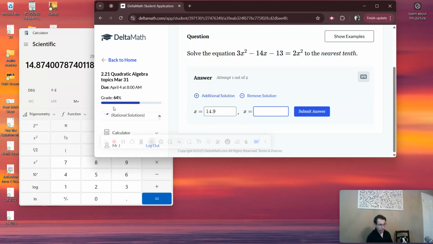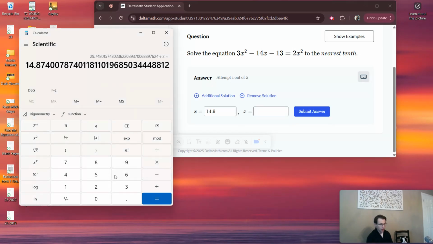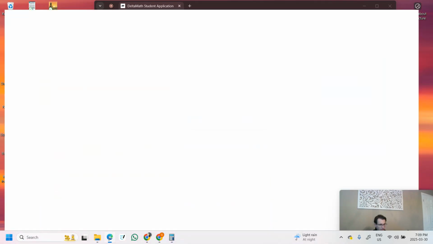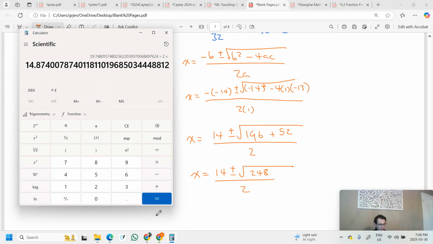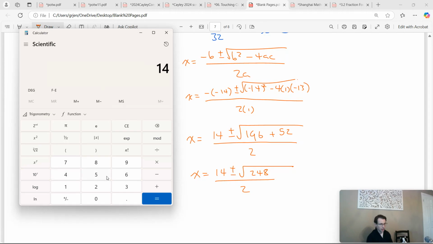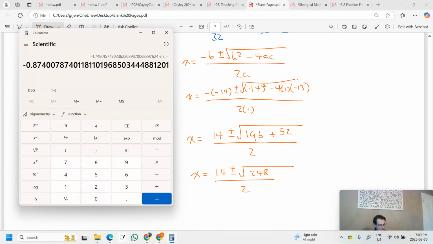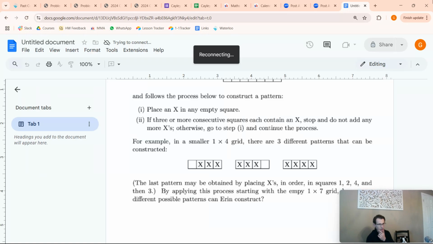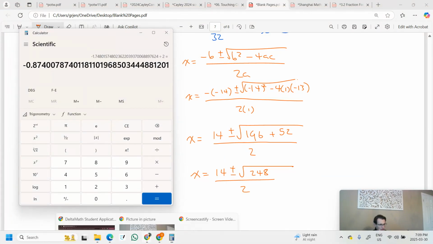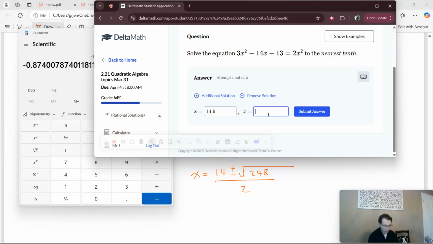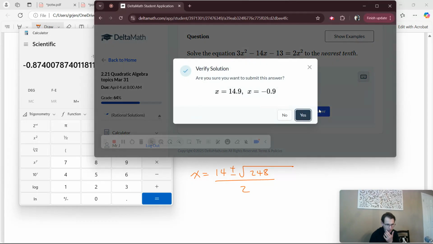And then I say additional solution, and then I'm going to go in here and get my calculations back. So I have 14 minus the square root of 248, equals some little negative number, divide it by 2, equals negative 0.9, because the 7 makes the 8 round up. Okay, so it's the wrong place. Here. So negative 0.9. Submit.